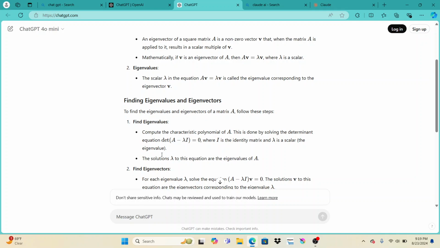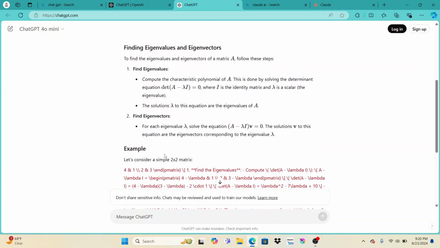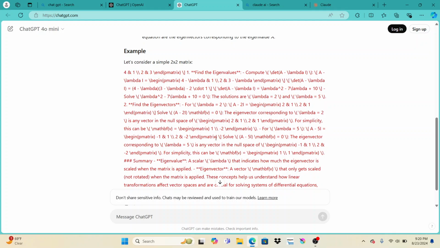See, they kind of use fancy terms in this ChatGPT. Like they say, compute the characteristic polynomial of A. That's just fancy talk. It's not in human language. By human, I mean it's not in simple language. They're using too many fancy words here. If you keep going, they give you an example, but I don't really understand this example, because I can't really see it. It just says find eigenvalues and some crazy notation or something.